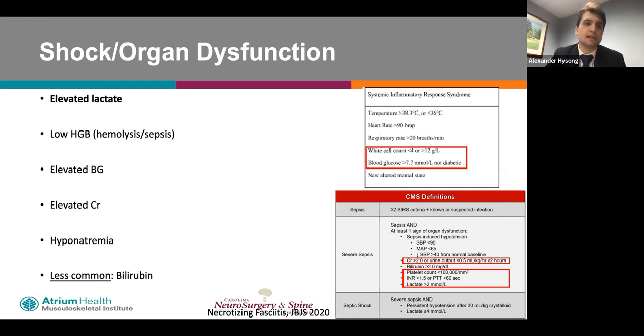Low hemoglobin can be a sign of hemolysis, both through the bacteria and if your patient is developing a DIC type picture. Elevated blood glucose being representative of soft tissue misuse of glucose. Elevated creatinine from hypovolemia and from microthrombi in the kidneys. Hyponatremia can be a sign of hypovolemia due to third spacing and SIADH. It can also be a sign of adrenal dysfunction if somebody's going into an Addisonian type picture.